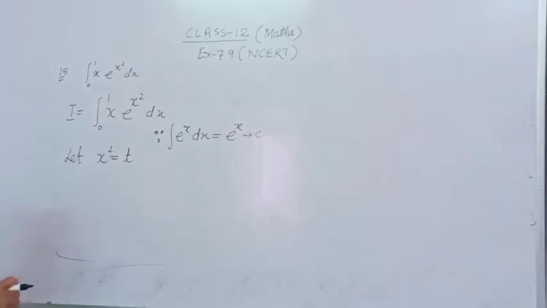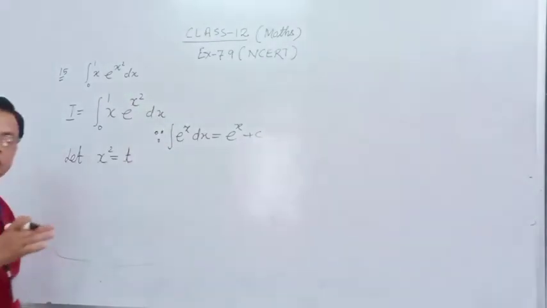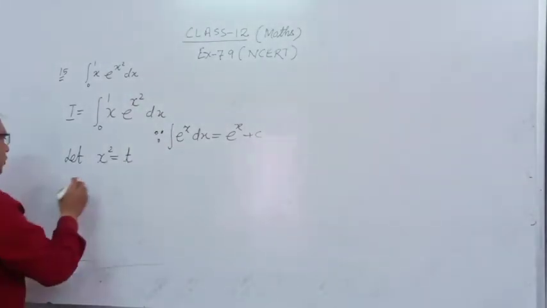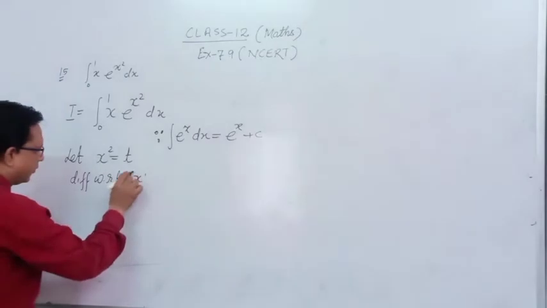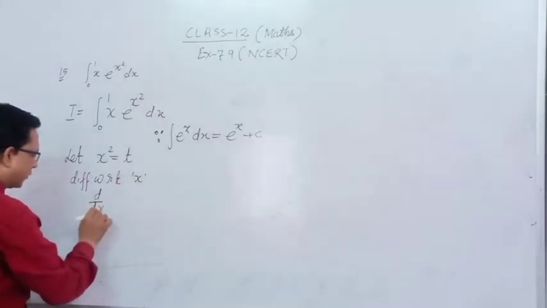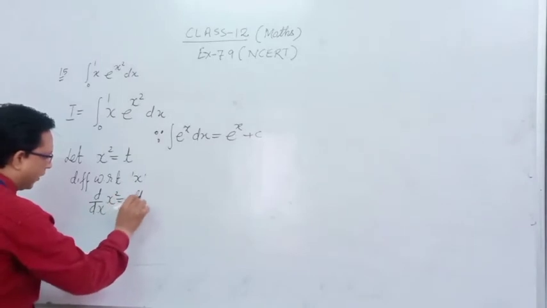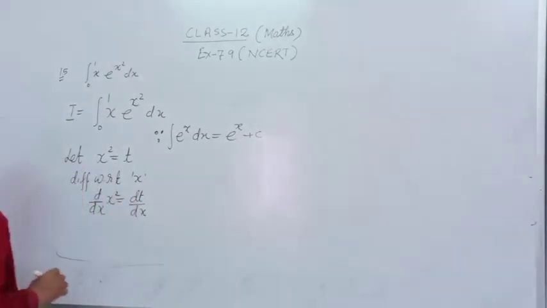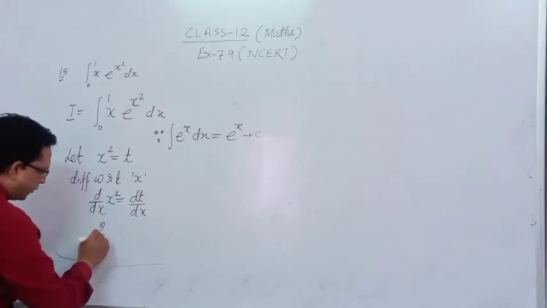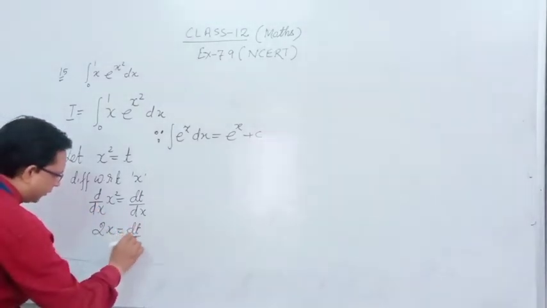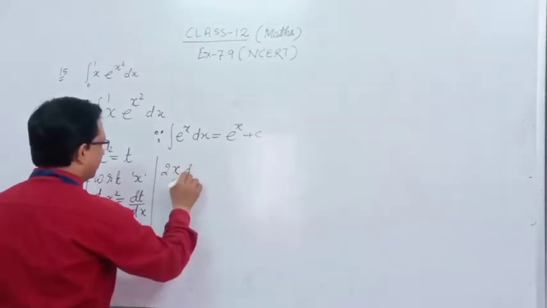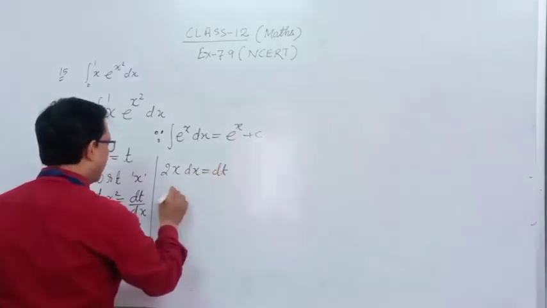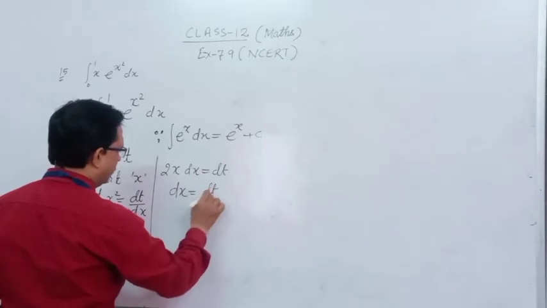Then we differentiate both sides to find the value of dx. That dx will also change into dt. Now differentiating with respect to x, this is d by dx of x square is equal to dt by dx. The derivative of x square is 2x, so 2x is equal to dt by dx. Now cross multiply: 2x dx is equal to dt. Then the value of dx is equal to dt upon 2x.